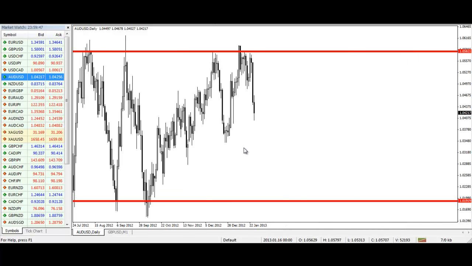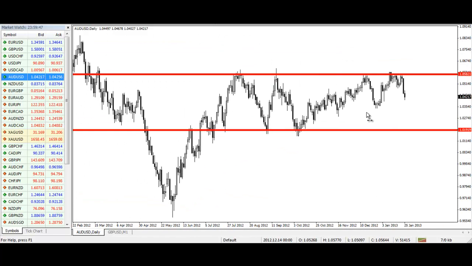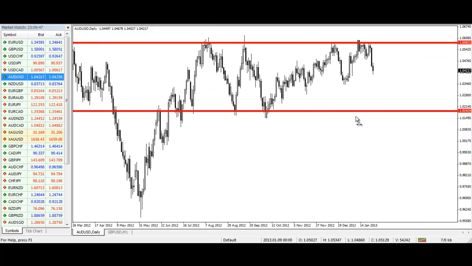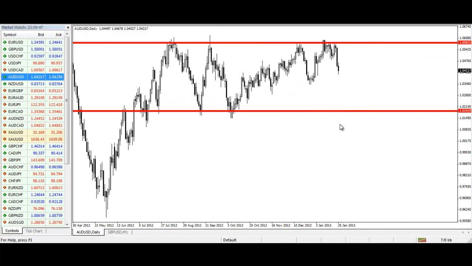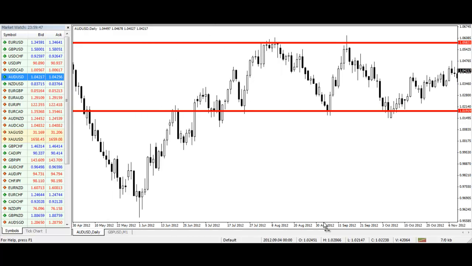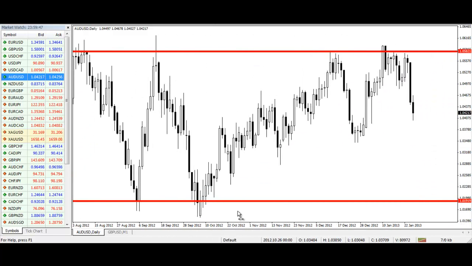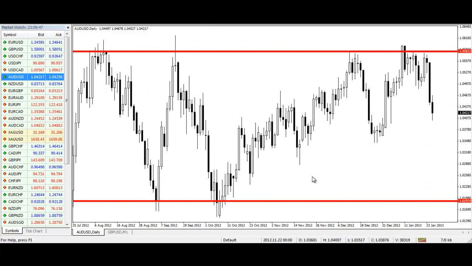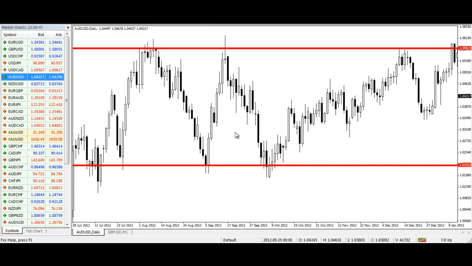Certainly overall we can say the Aussie is moving up. However, more recently we can see it's far more sensible to say that this is a sideways marketplace. We can see these resistance levels through here act as the top of this range, and the support levels through here, support, support, support, and support, act as the lower end of the trading range.